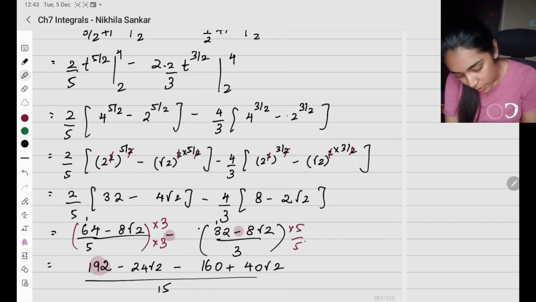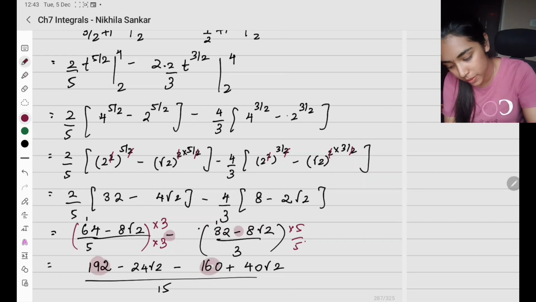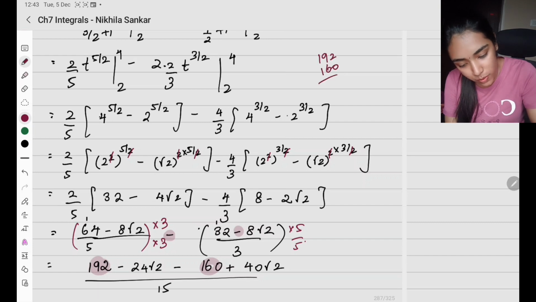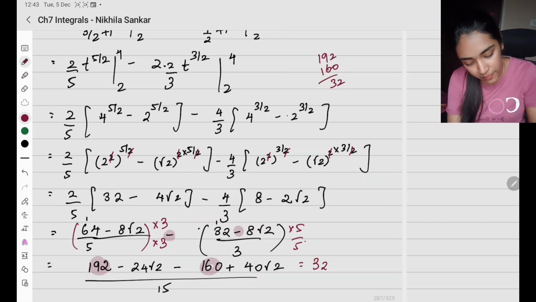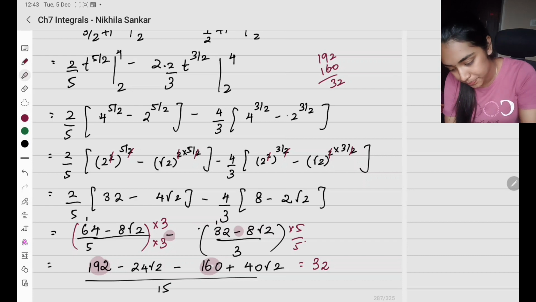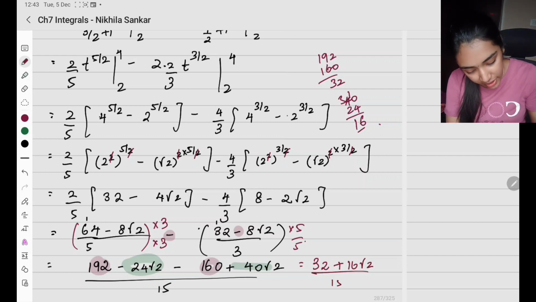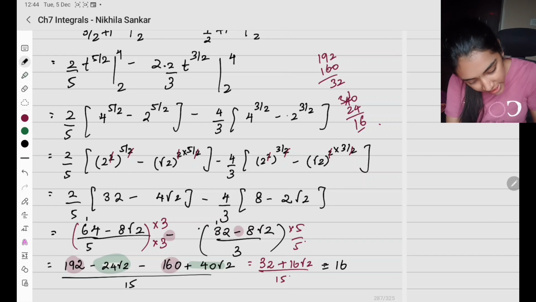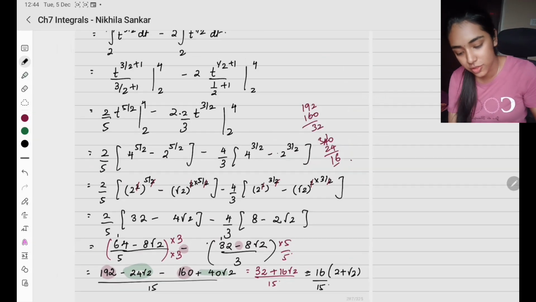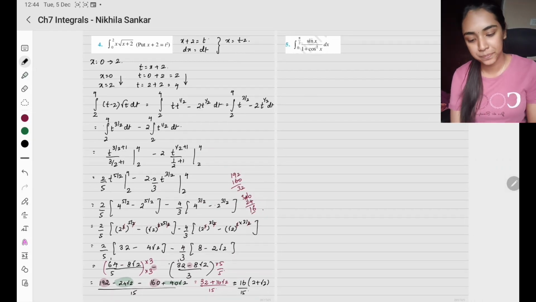So what do I have? 192 minus 160. So what will that give? 192 minus 160 is 32. So this is going to be 32. Then what do we have here? I have minus 24 plus 40, right? So minus 24 plus 40 is 16. So I have plus 16 root 2 divided by 15. When I take the 16 outside, I have 16 times 2 plus root 2 divided by 15. So this is my final answer. Okay, please copy.